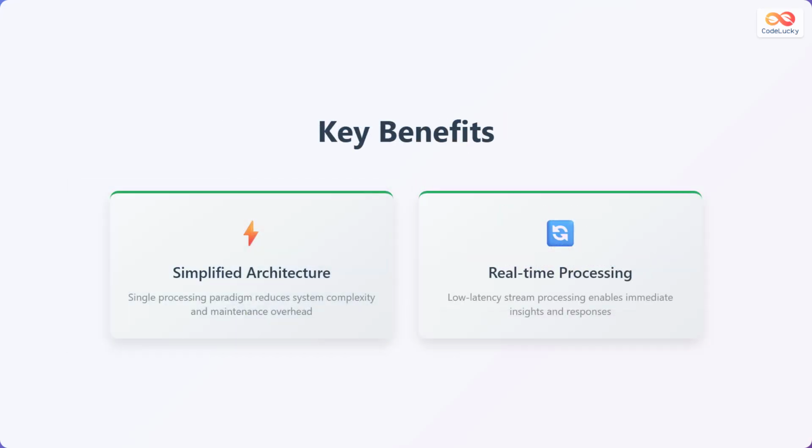There are two key benefits of Kappa architecture. The first is simplified architecture. Single processing paradigm reduces system complexity and maintenance overhead. The second is real-time processing. Low-latency stream processing enables immediate insights and responses.